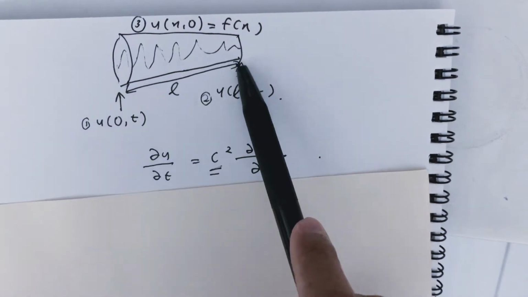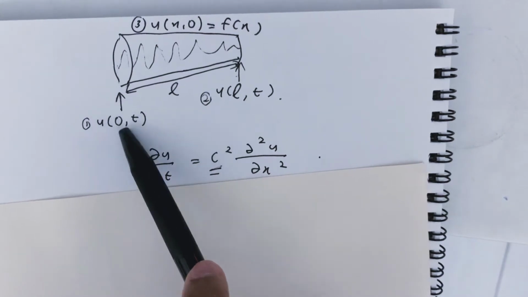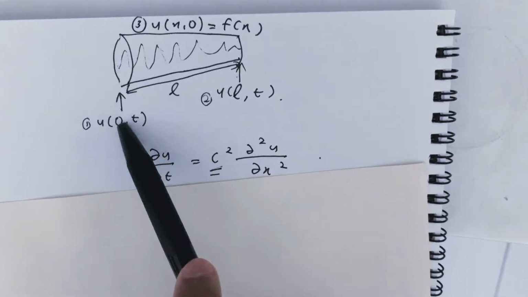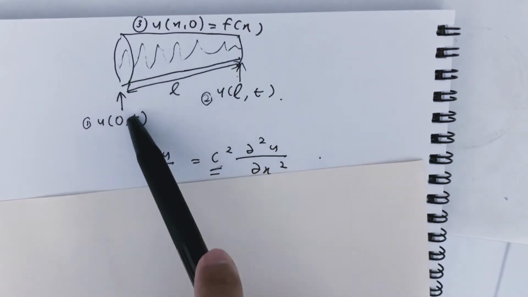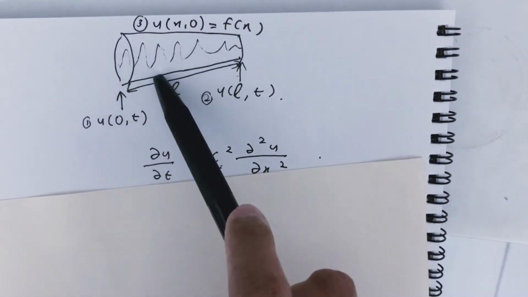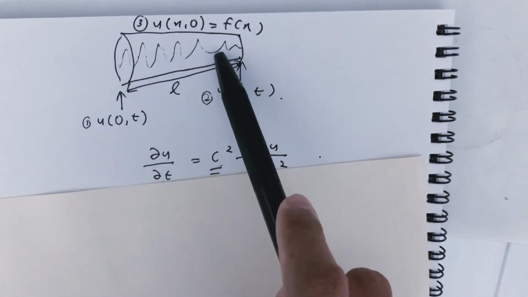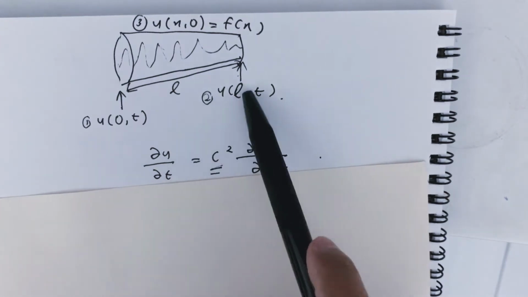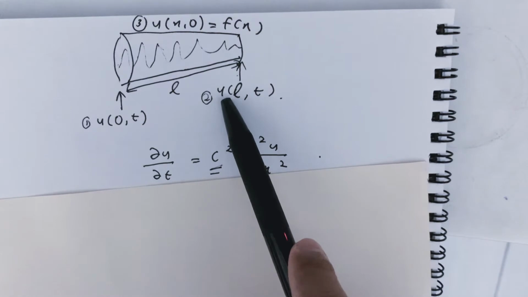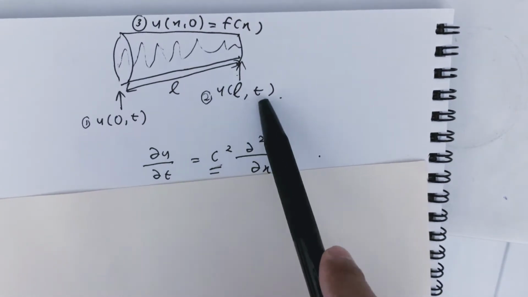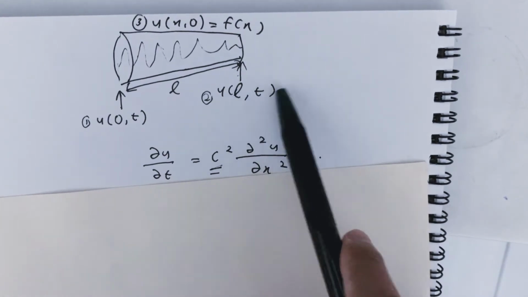The heat is going to start from here, when x equals 0, and t is the time when the heating started. The heat is going to be distributed along the rod in a waveform. And at the end of the rod, the equation is going to be u(L,t) for a certain time.